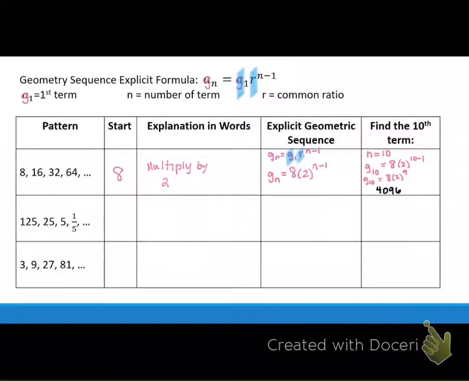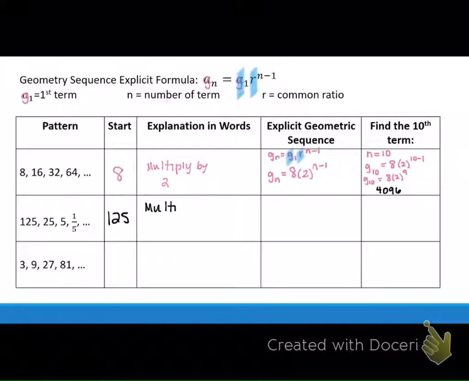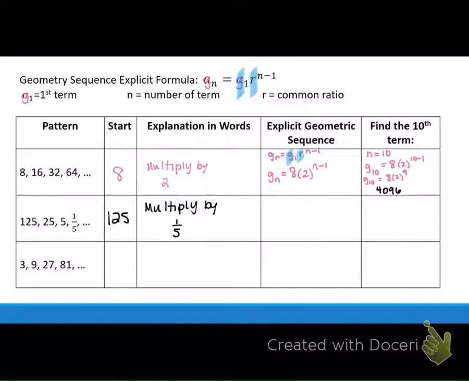Times what is the first term? All right. Connor, what is my first term? 125. RC, what is happening each time? Multiply by 1/5. Yep. Justin Powers, give me the explicit form.